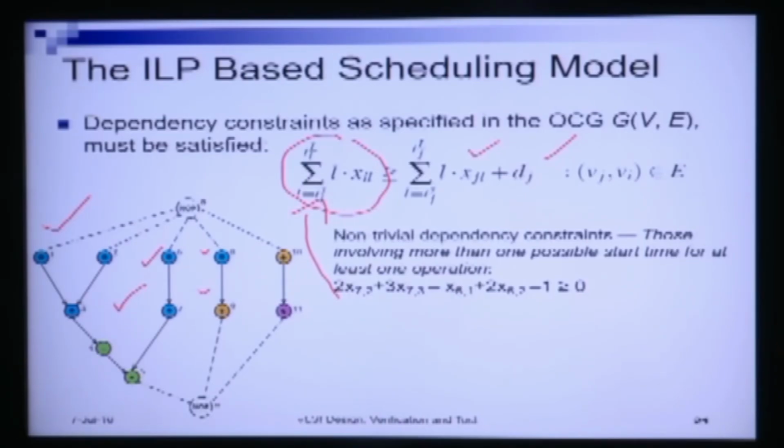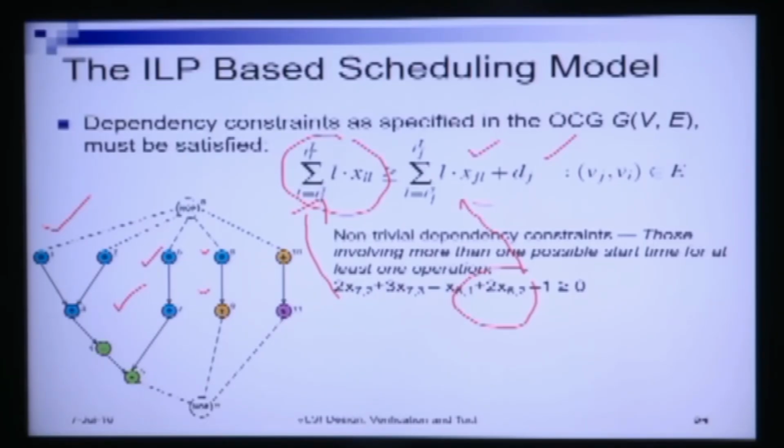Continuing, the second part here, x61 plus 2x62, is denoted by this one. So, it says that the 6th operation can either start in the 1st time step or in the 2nd time step. And how do we denote its times? It can be either 1 into x61 or 2 into x62. So, the start time is denoted by this expression.